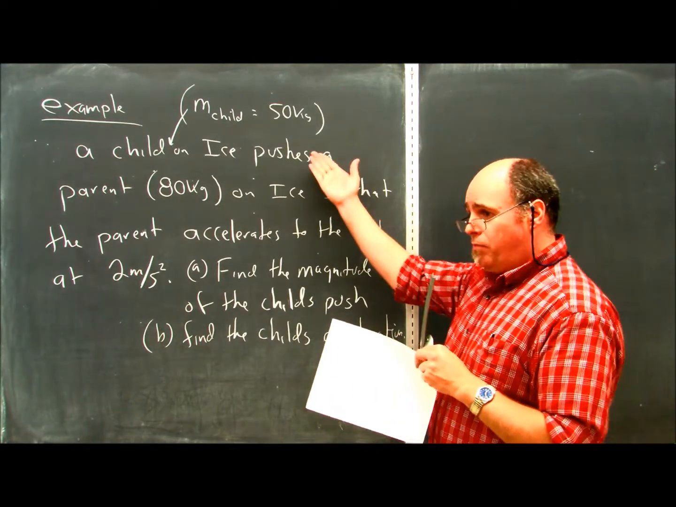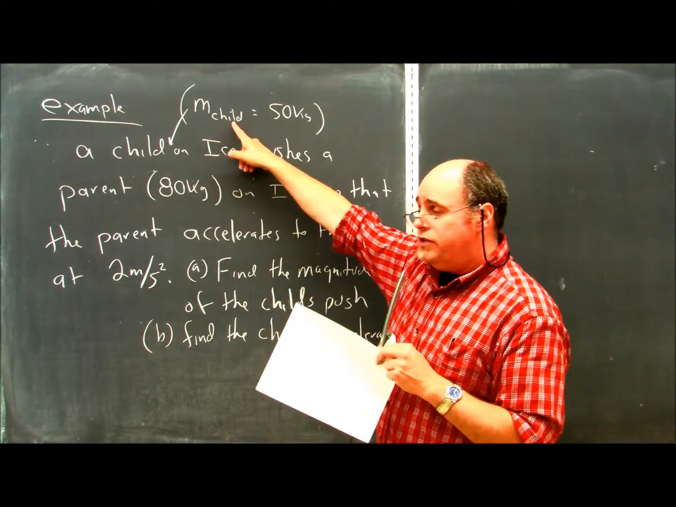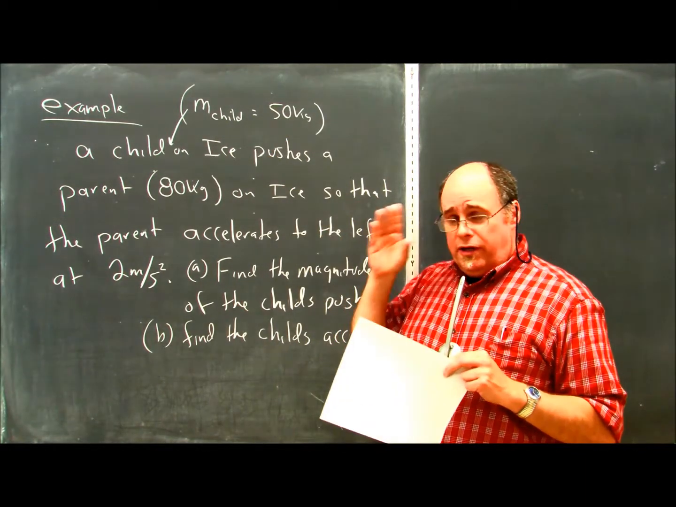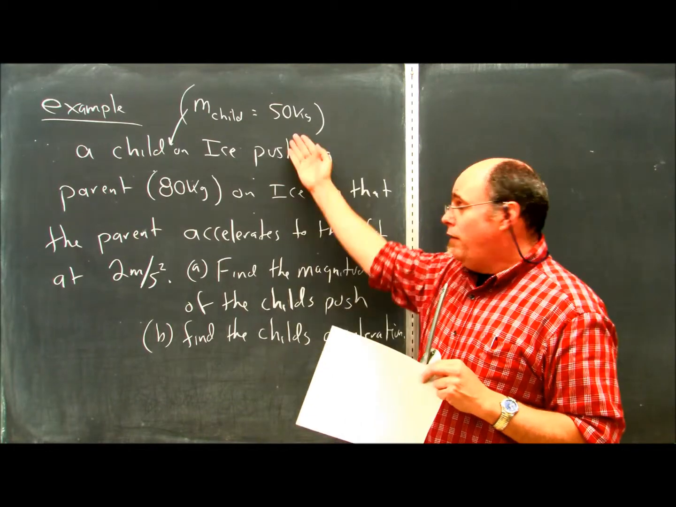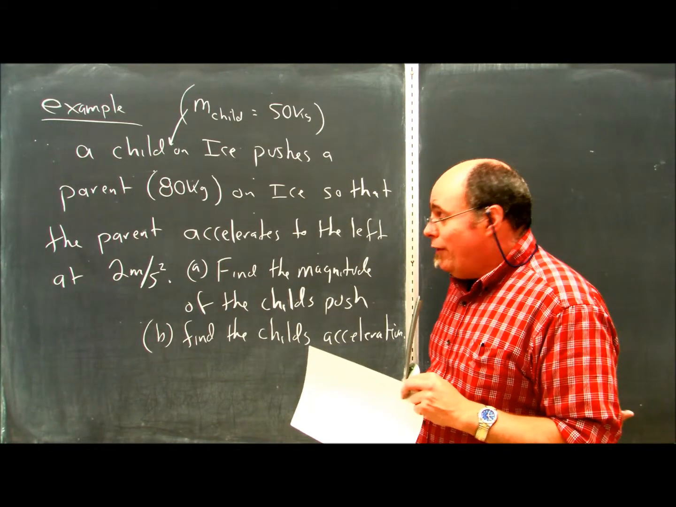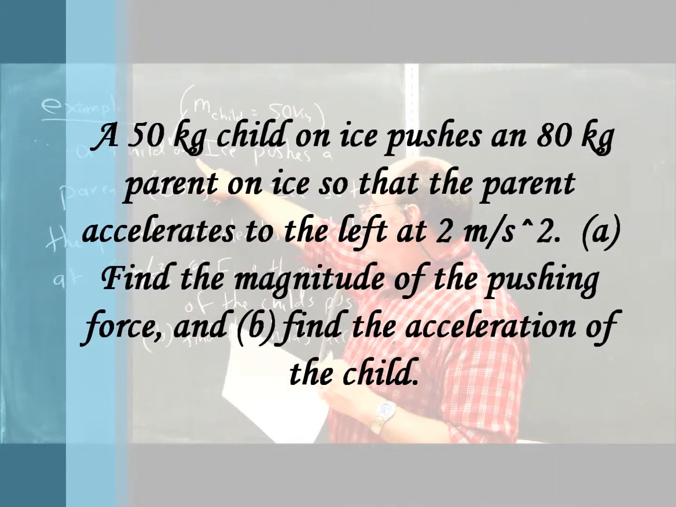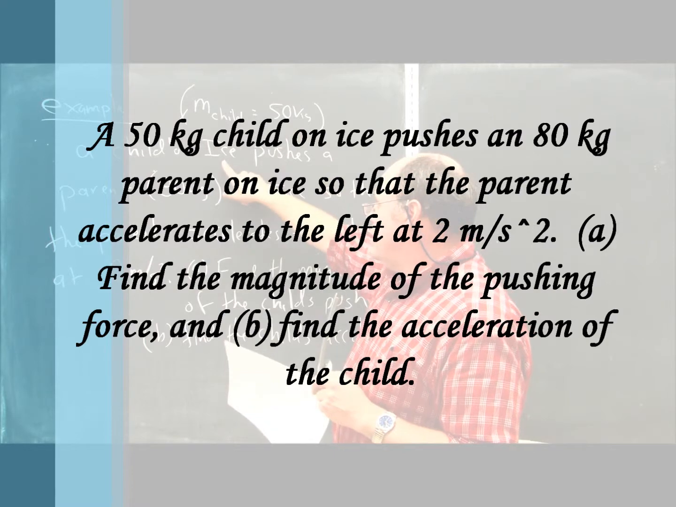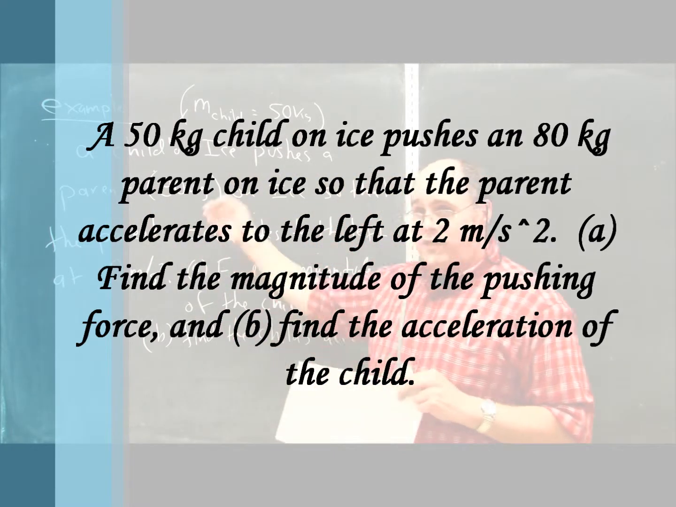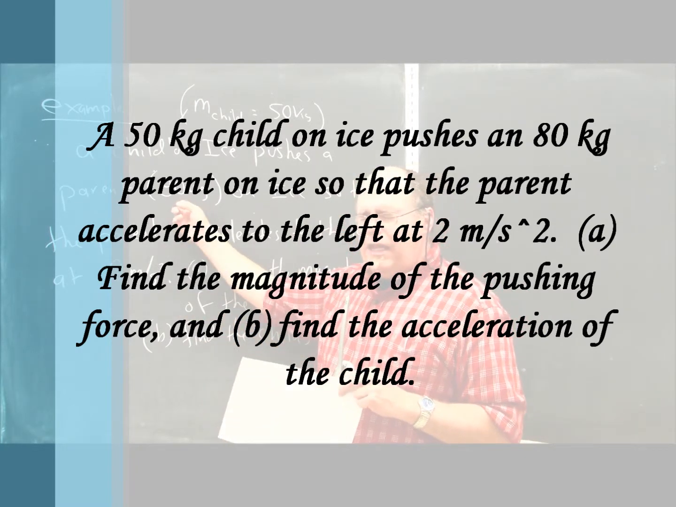Here we have a wonderful problem, and the problem says we have a child, and I forgot to write it, so I squished it in here. The mass of the child is 50 kilograms. That's about 100 pounds, so it's not a baby, okay? This is a 100-pound child, so I don't know what age we're talking about, but in the teens I would expect. A child of 50 kilograms is on ice and decides to push their parent, and I'm sure this is in a fun-loving manner. Their parent's mass is 80 kilograms.